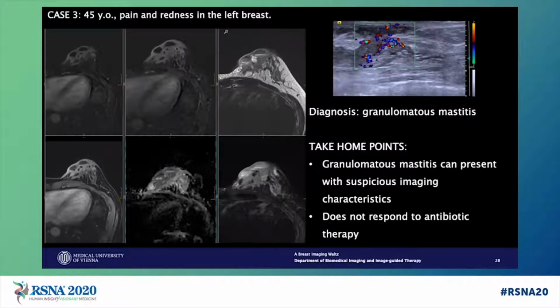Granulomatous mastitis is a rather rare entity, but you actually might see some of them in your career. It can present with really suspicious imaging characteristics and also clinical characteristics. It does not respond to antibiotic therapy because it's an inflammatory disease and not an infectious disease as far as we know, but it's benign. And it is important to know that this diagnosis is compatible also with very suspicious findings on mammography, ultrasound, and MRI.